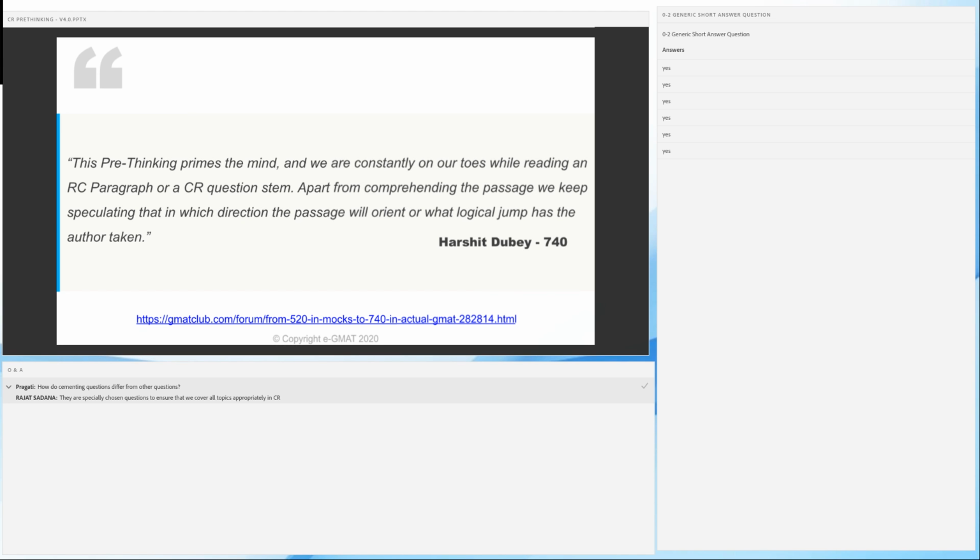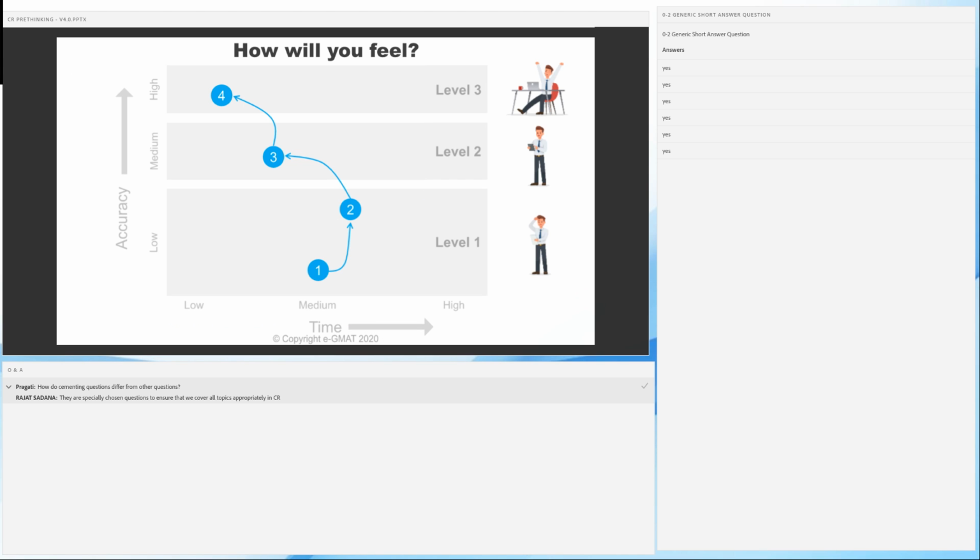Here's a guy who improved from 520 to 740. And he tells you why you should do pre-thinking here. And where he says, apart from comprehending the passage, we keep on speculating in which direction the passage, this is the RC aspect of pre-thinking, will orient, or what logical jump has the author taken. Okay. Again, it's really important to go through this journey because this is the process of you building new neural connections, you building new skills, and you building that ability to get to that higher score.